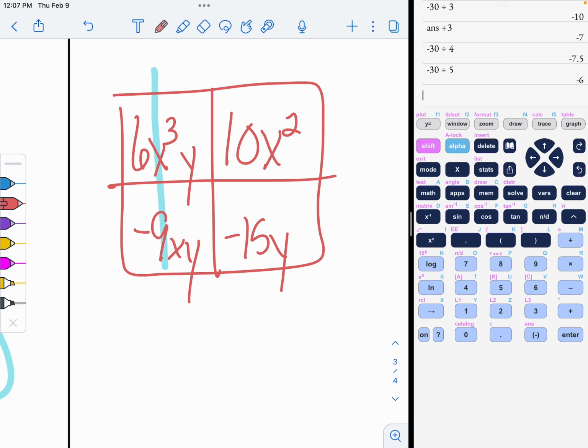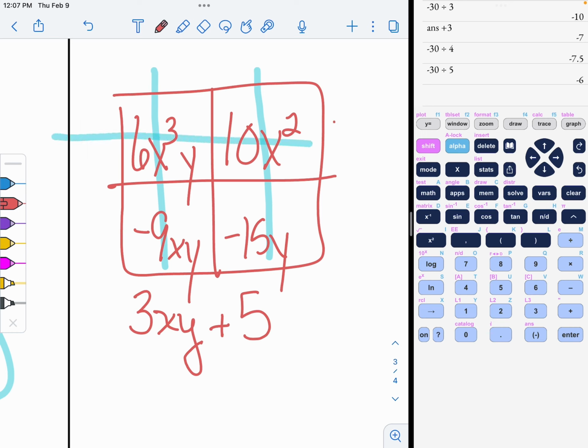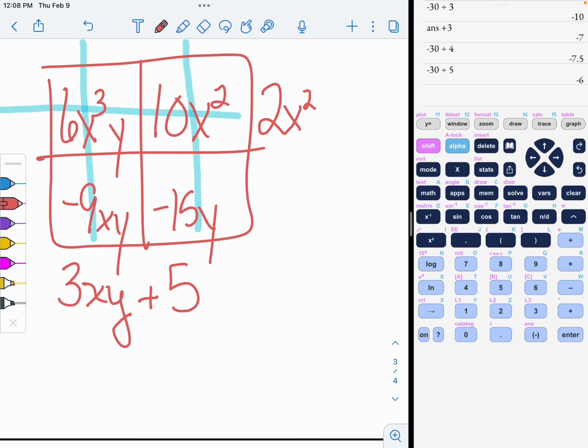GCF of these, coefficient is a 3, and they both have a single x, and they both have a single y. Whew, that was a lot. GCF here is a 5, a positive from the top, and they don't both have an x, and they don't both have a y. GCF here is a 2. 2 goes into both of those number coefficients, and they both have an x, and the smallest exponent is x squared. They do not both have a y. GCF here, 3 goes into 9 and 15. You pull a negative from the left, and they both have a single y.